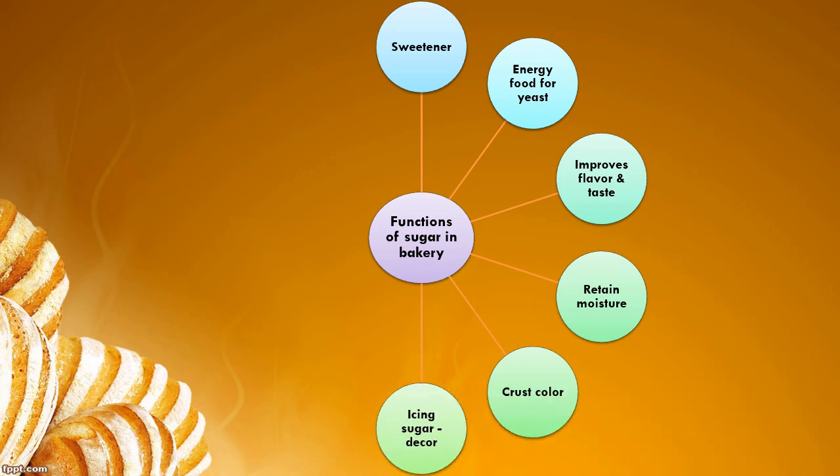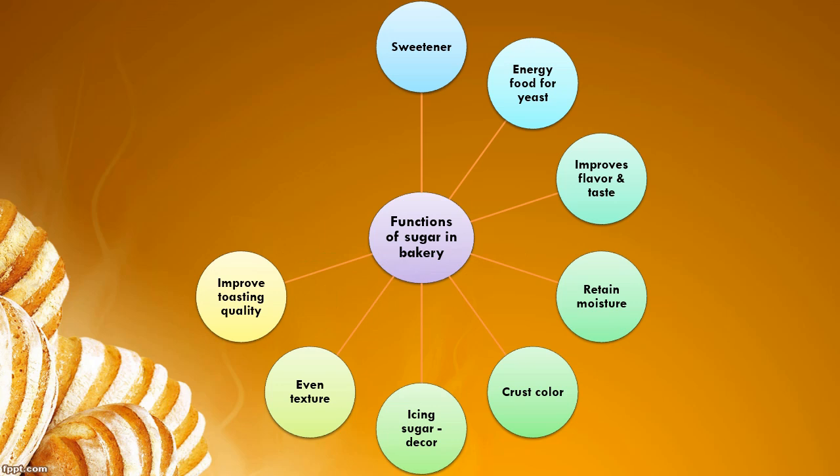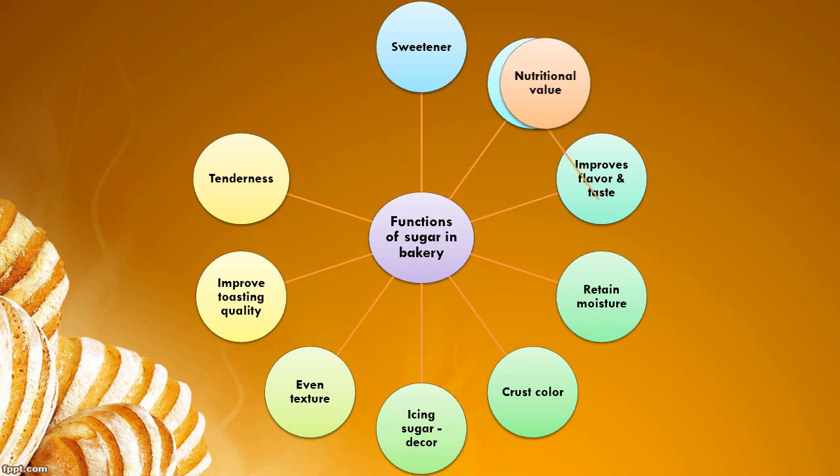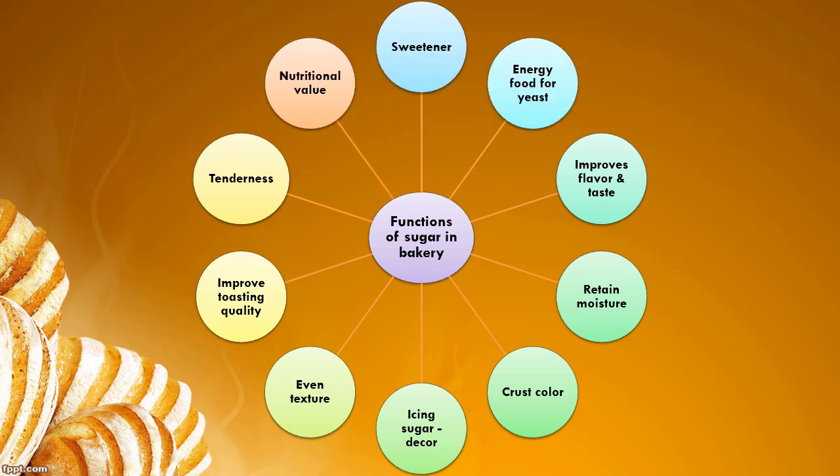It is used for decorating purposes as icing sugar. It gives uniform texture and improves the toasting quality of the product. It also gives tenderness and adds nutritive value to the products. Hence, the role of sugar is as important as flour.